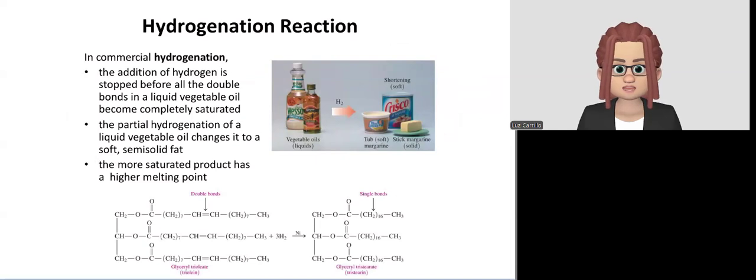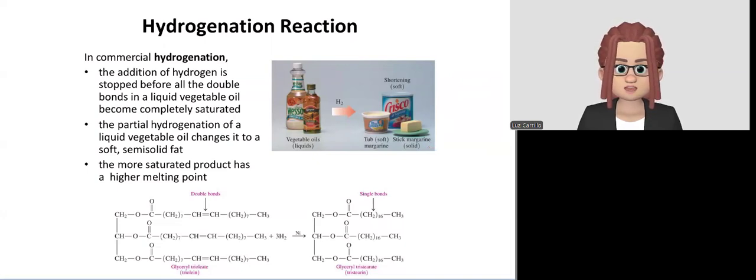These triacylglycerols can be further reacted, not in the body. This is specifically done in industry, where they can be hydrogenated in order to create food products like shortening or margarine.